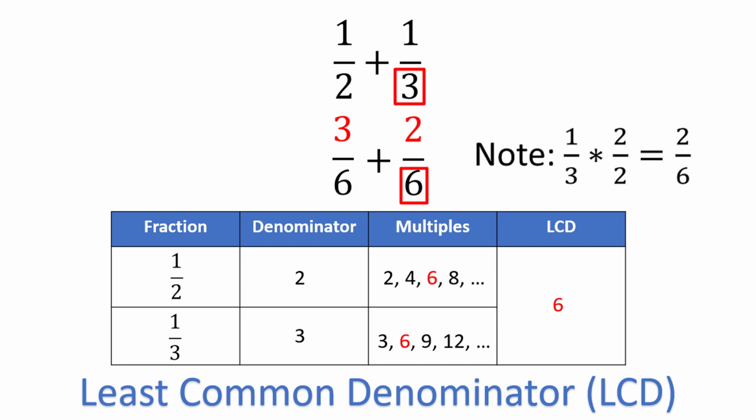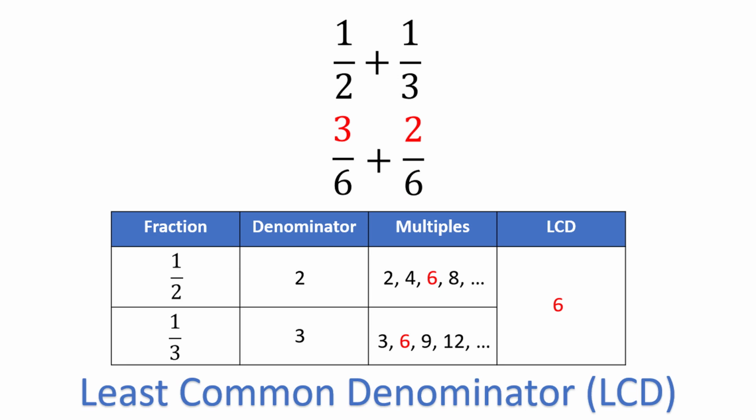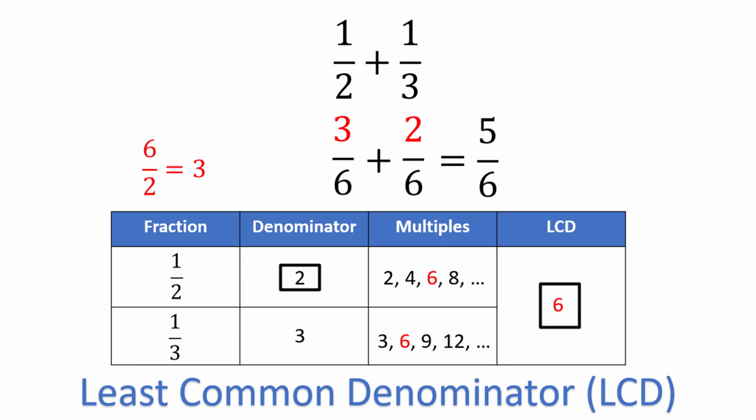The rest is simple. All we need to do is add the numerators. 2 plus 3 is equal to 5, so our answer is 5 divided by 6, or 5/6. If you are struggling with knowing what to multiply each fraction by after you find the LCD, you can just divide the LCD by the denominator of each of the fractions. For example, take the LCD of 6 and divide by 2, and you will get 3. 3 is what we had to multiply the numerator and denominator of 1/2 by in order to get 3/6.